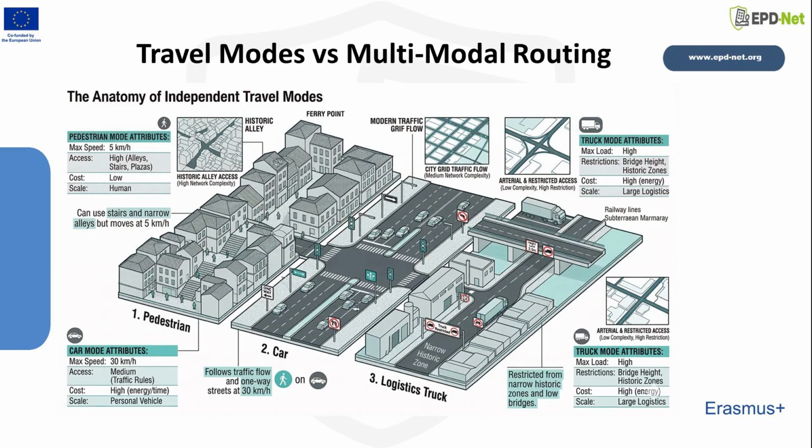The key difference lies in integration. Travel modes operate independently, while multimodal routing integrates multiple modes into a unified decision process. This integration enables routing systems to better represent real-world mobility patterns and supports more flexible and realistic routing solutions.